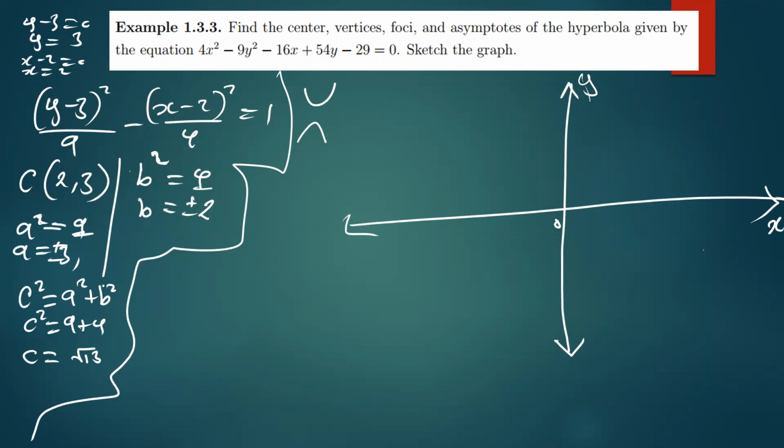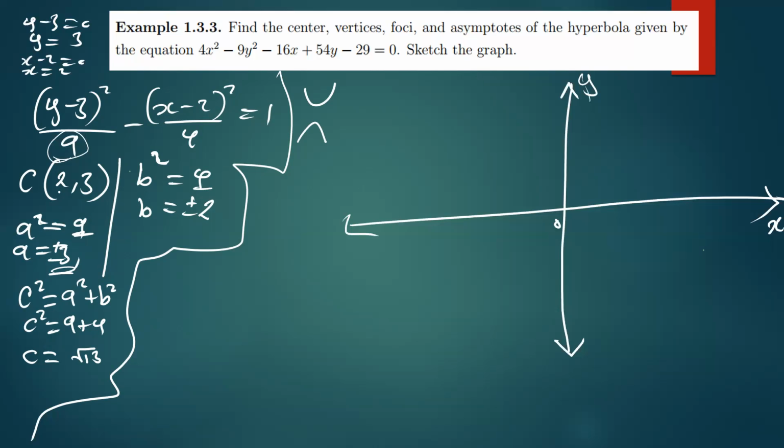Then we move how many steps in the y-axis? A squared was 9, so we move a steps in the y-axis. So a is 3. So I'm going to move 3 steps. From what? From the center. So you should always know that you are moving away from the center.